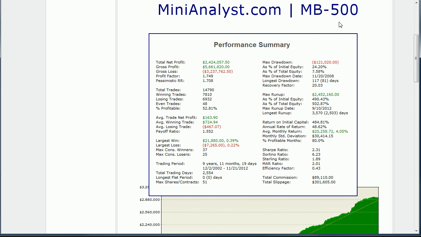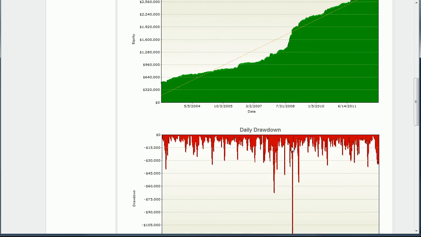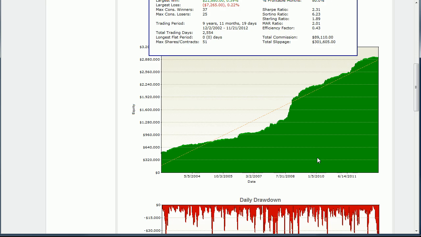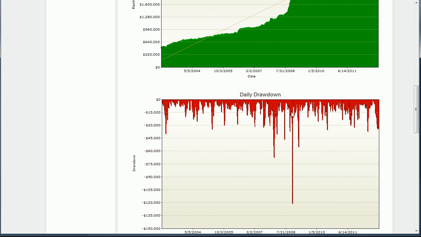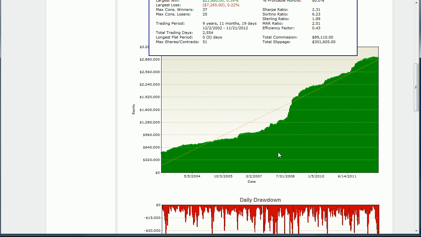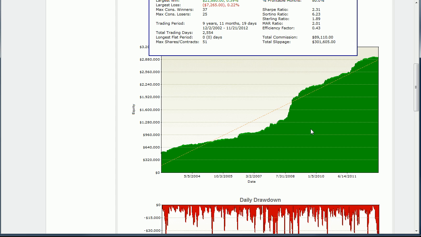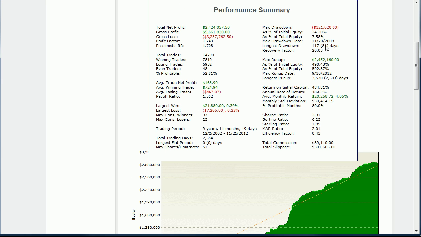This is a $500,000 portfolio. So this $121,000 figure was just 7.58% of this figure right here, which is about 1.3 million, starting with 500,000. So as a percentage of actual equity, you're looking at a maximum daily drawdown of $121,000 or just 7.58%. If you take this figure, which occurred here, and you backwardize it to here, that's your maximum drawdown of 24.2%.